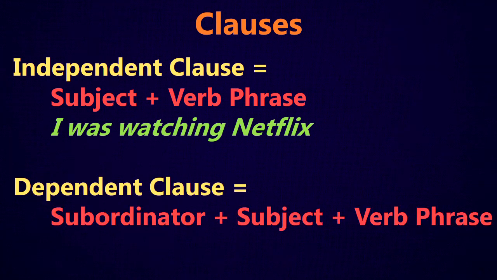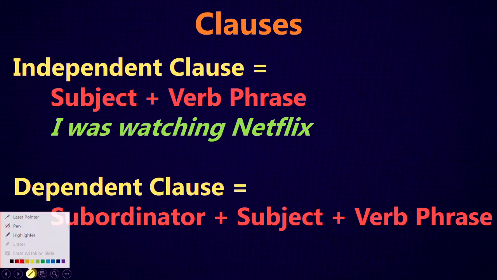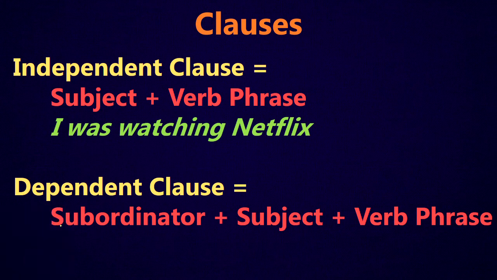Whereas a dependent clause will have some kind of a subordinator plus the subject plus the verb phrase. So it's basically the same as an independent clause, but it has this subordinator. A subordinator is a word or phrase that makes this clause subordinate to an independent clause. Subordinate means under, sub means under. So this word or phrase makes it so that this clause cannot be by itself.